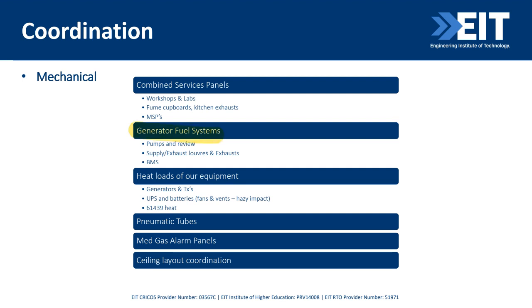We also could have service panels, or maybe they're helping with our fuel systems. We need to know, or they would like to know how much heat our equipment puts out so that they can design the ventilation. Maybe it's medical, so they could have pneumatic tubes or medical gas panels, or coordinating within a ceiling where we recess equipment.